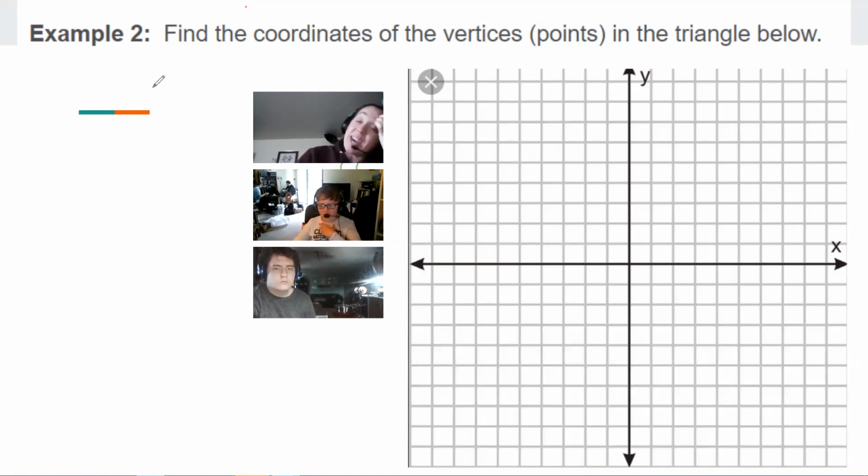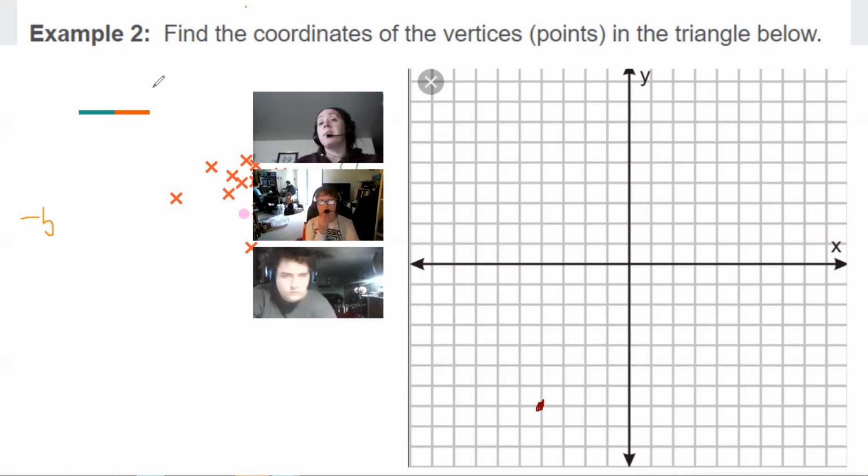So Aiden, Layla, and Cece, if you can pick 3 points and just put it right on the grid. Okay, there's 1.